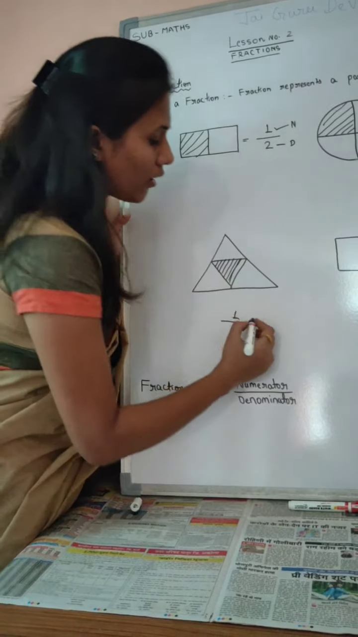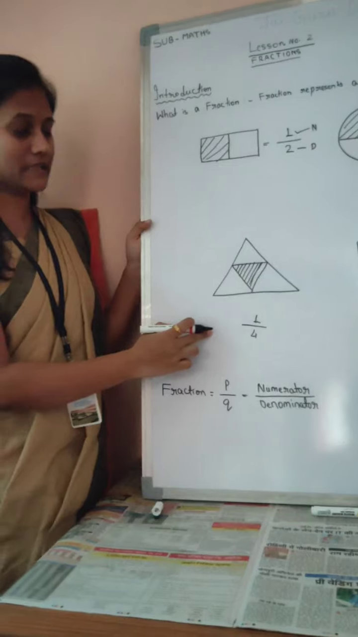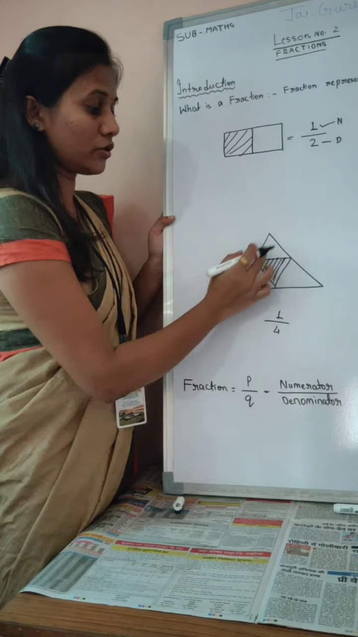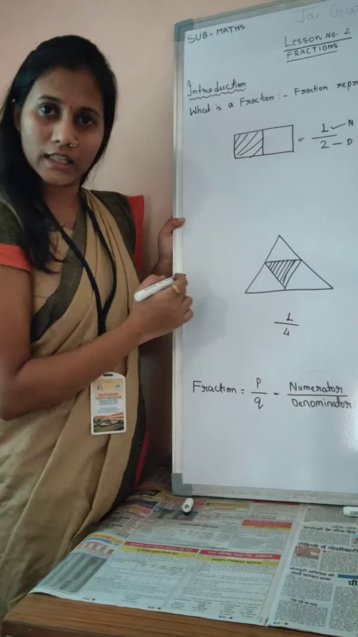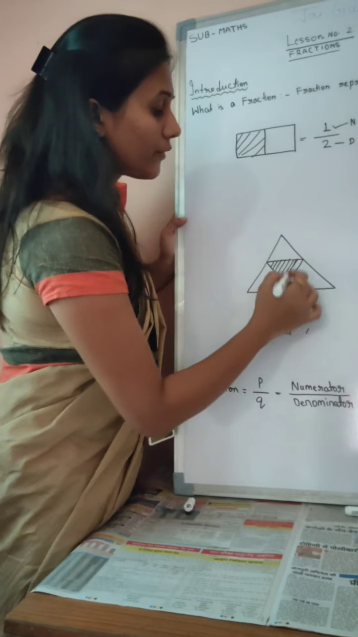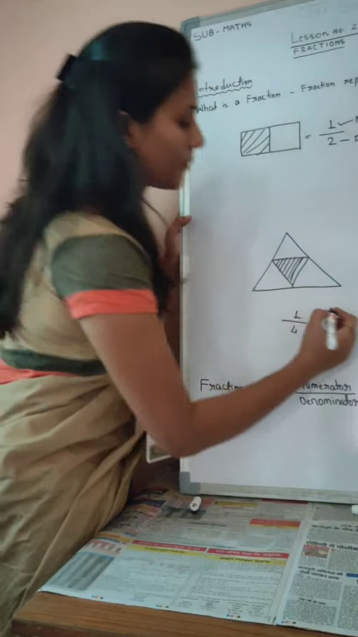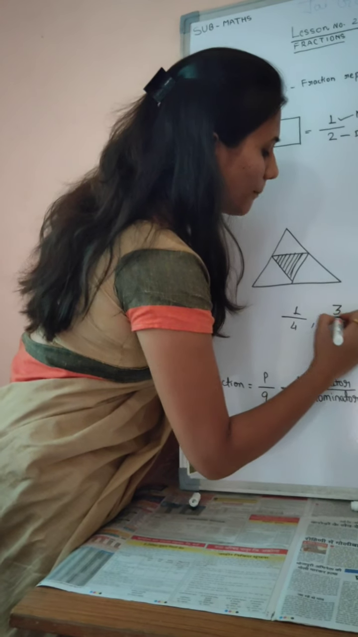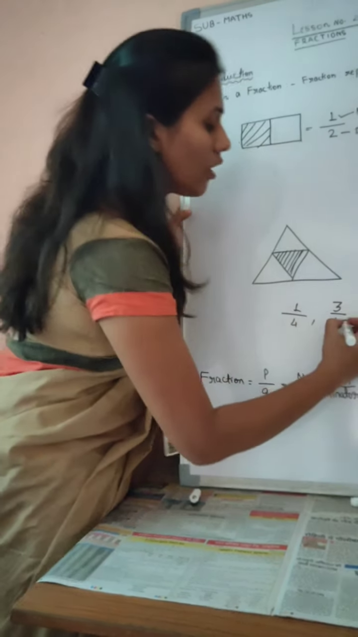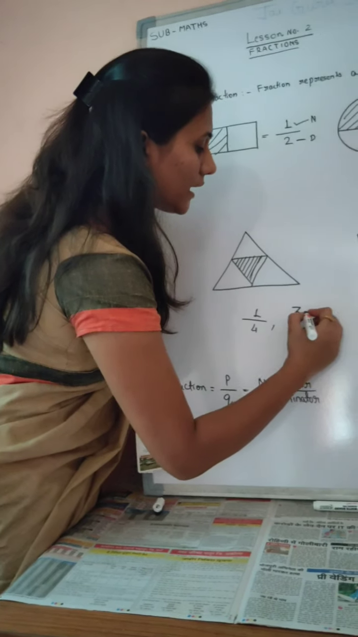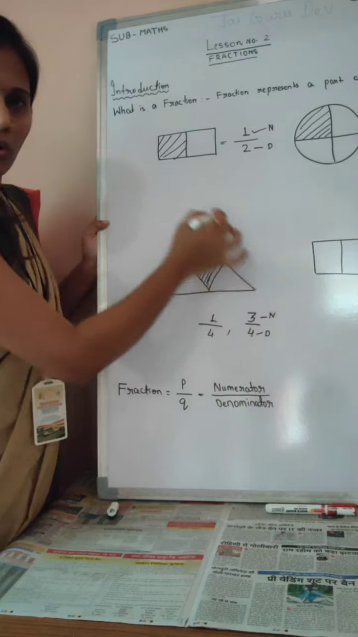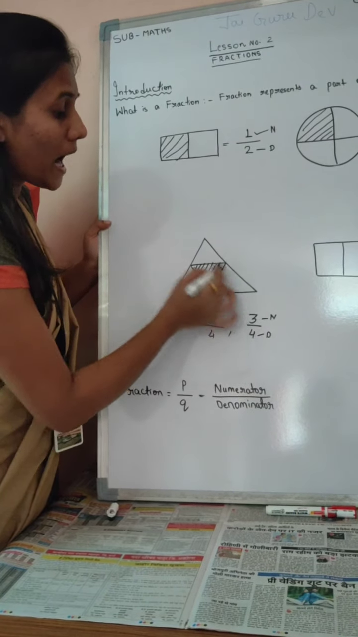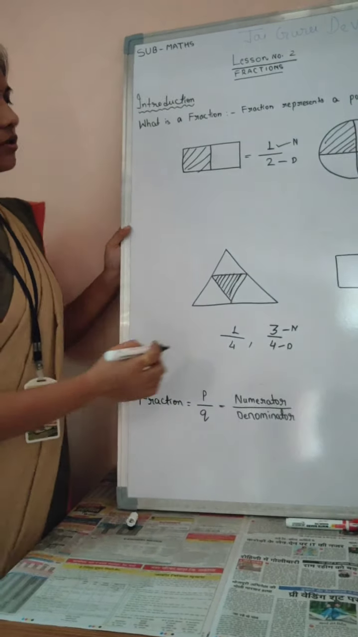Suppose in place of this shaded portion we have to represent the unshaded portion. So out of these 4 portions, 3 portions are unshaded. So for the portion which is unshaded, we will represent it as 3 by 4. Here 4 is the denominator and 3 is the numerator, where 4 is the whole and 3 is the part of that whole.